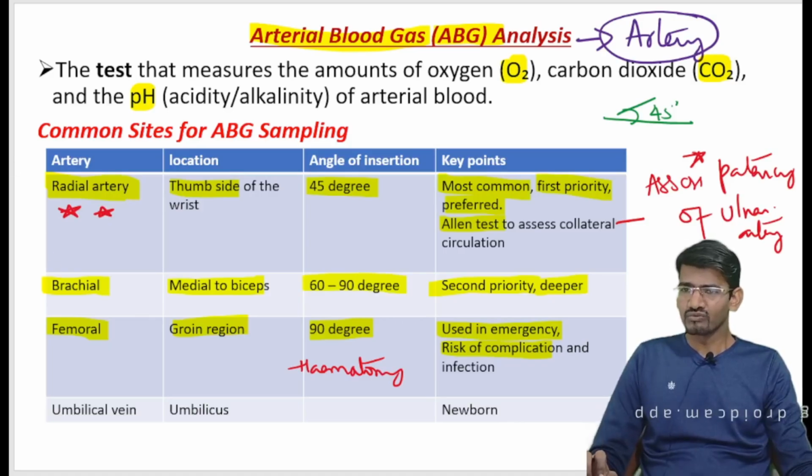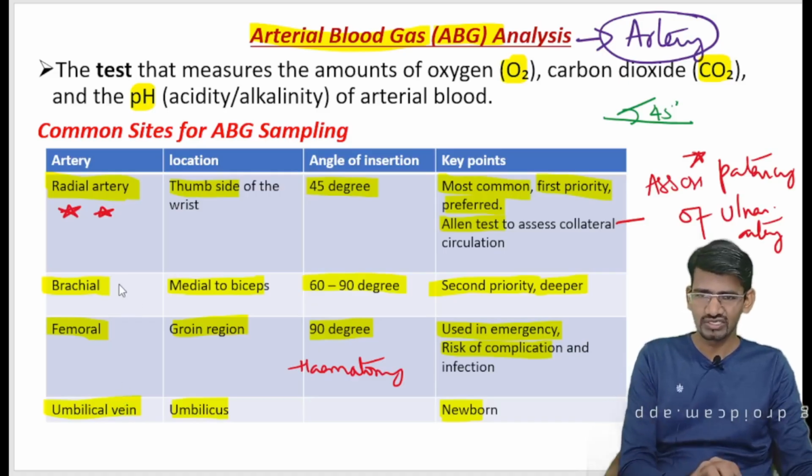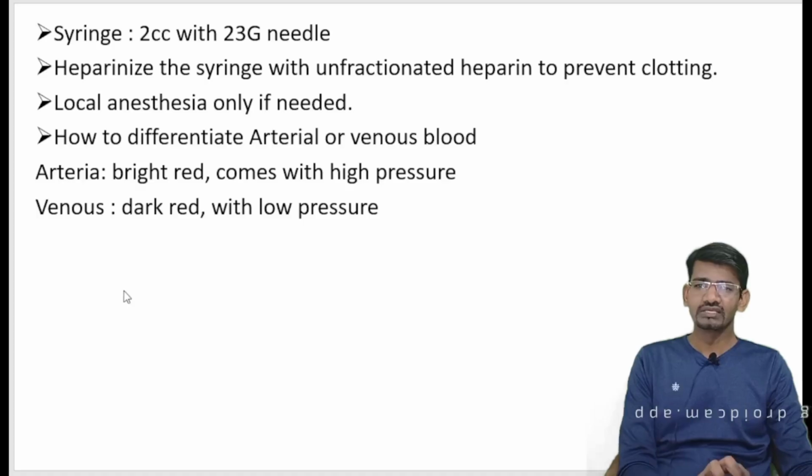In the case of a newborn, we commonly use the umbilical site. Why the vein here, and why not the umbilical artery? As you all know, the umbilical vein carries the oxygenated blood. Arteries usually carry the oxygenated blood, so this is an exceptional vein which carries oxygenated blood. So these are the common sites for taking the ABG sample.